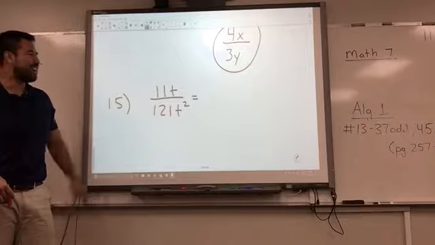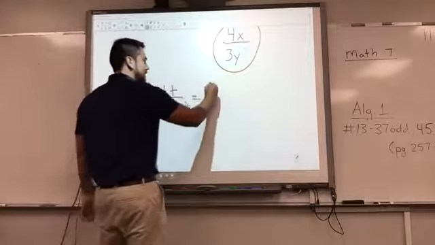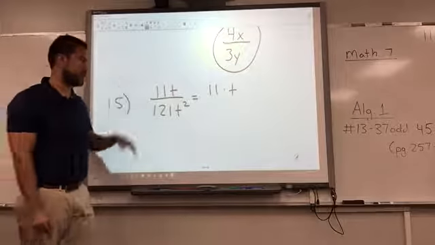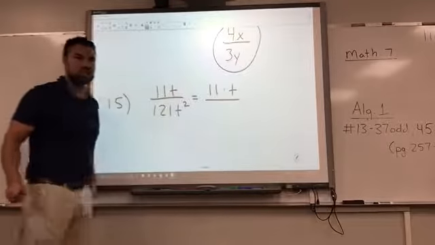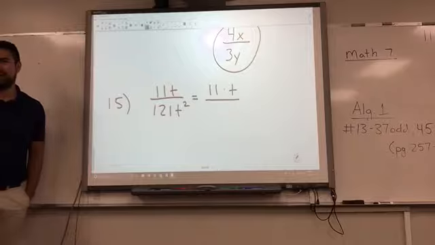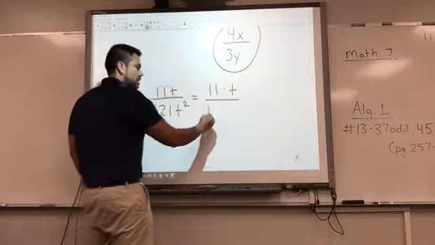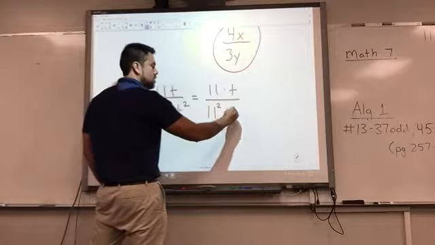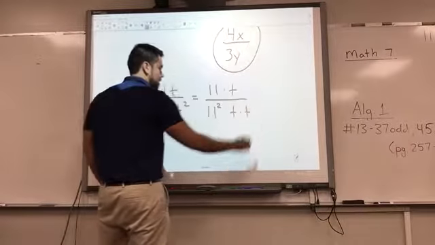Okay, prime factorization of 11t is 11 times t, right? Because 11 is a prime number. Can't do anything with it. What's the prime factorization of 121t squared? 121. Parker. Yeah, 11, yep, times t. All right.